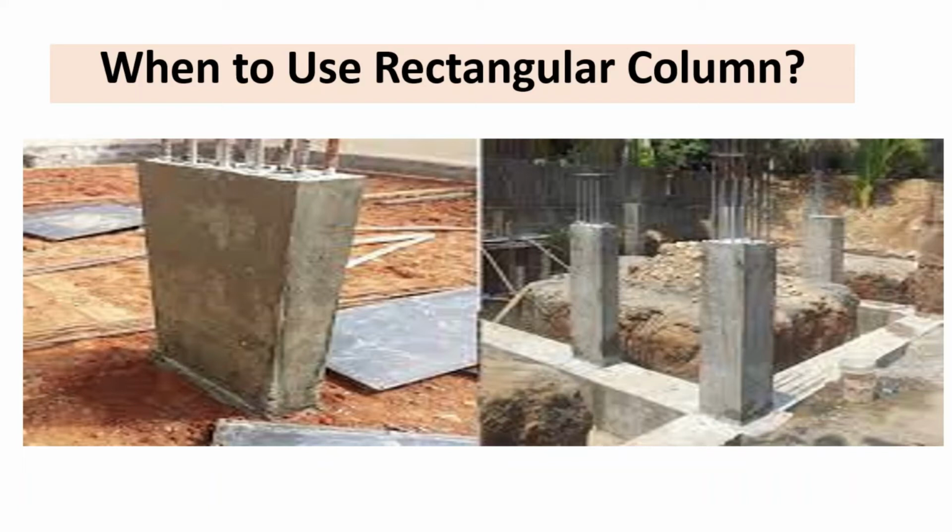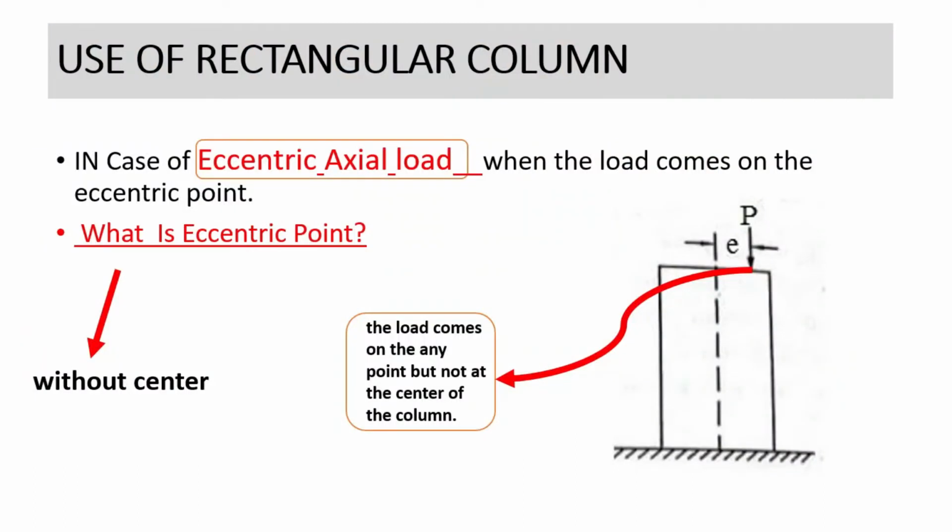In most of the cases, these rectangular columns are specified, and they can also carry axial loads which are actually eccentric loads, having some distance from the central axis. Whenever the load comes at any point other than the center of the column, we can prefer this rectangular column, and that's why we can have uniform distribution along the axis. Otherwise, we can also prefer square columns, and obviously we can also have circular columns.